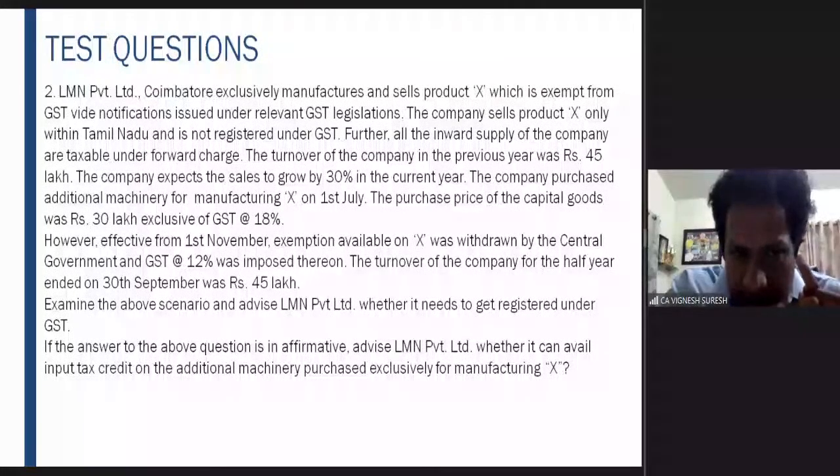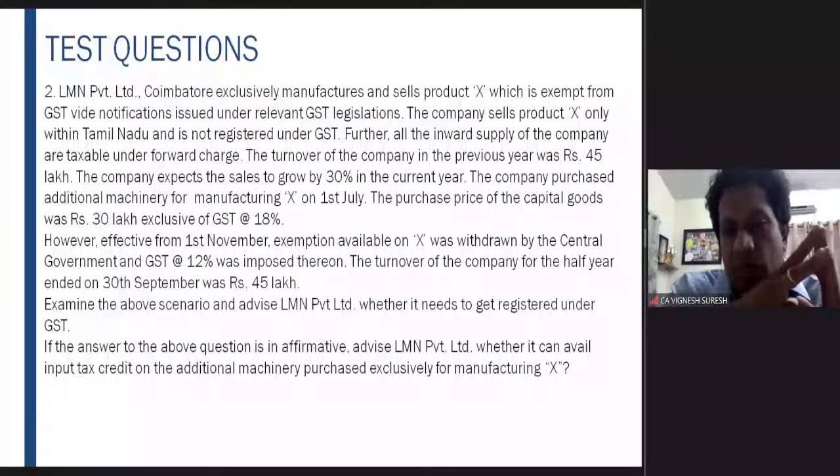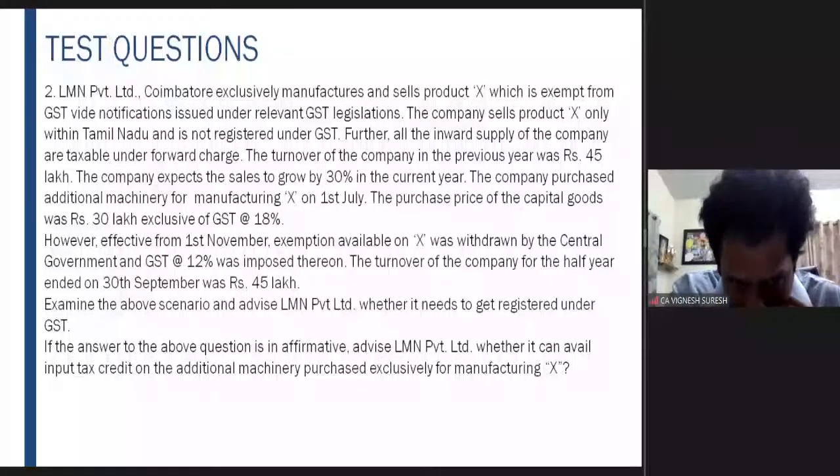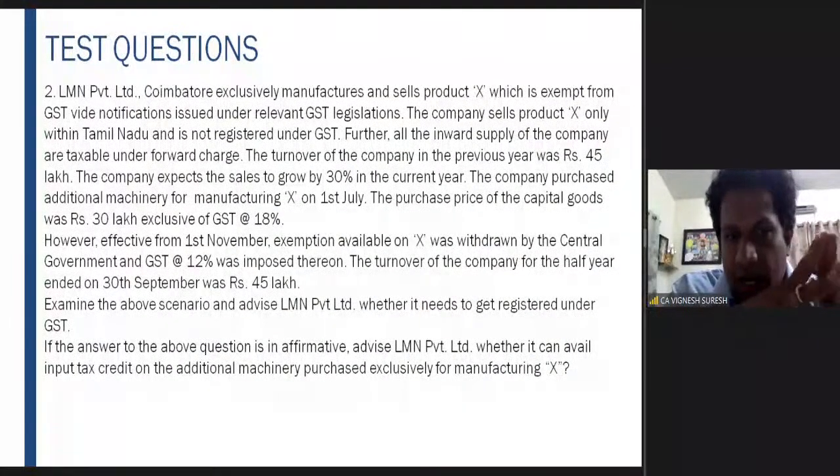The company purchased additional machinery for manufacturing X on 1st July. Please make note of the dates very carefully. Purchase of the machinery attracted GST at 18%. Effective from 1st November, the exemption was withdrawn. So yes, the machinery was purchased on 1st July, but the exemption was withdrawn from 1st November, and GST of 12% started coming. Turnover for the half year ended up to 30th September was 45 lakhs.